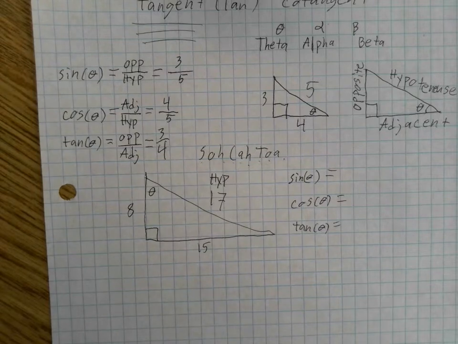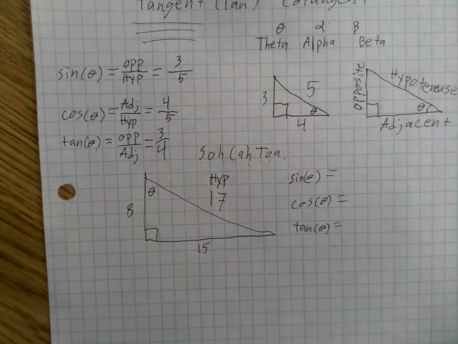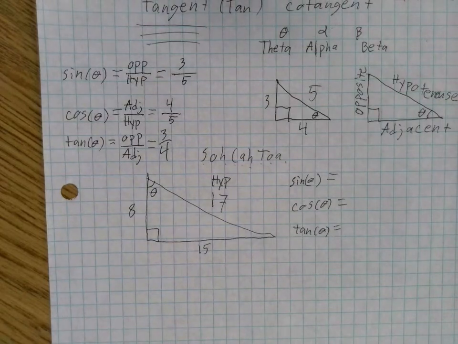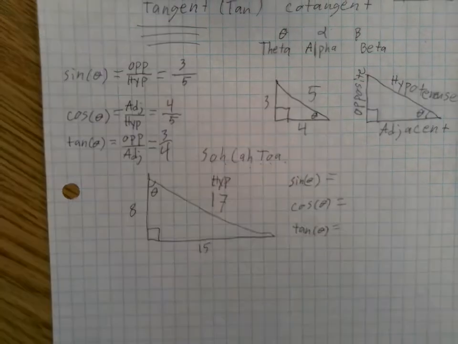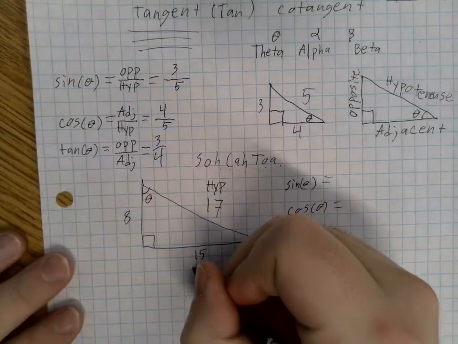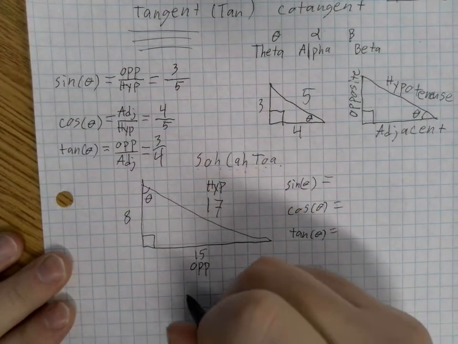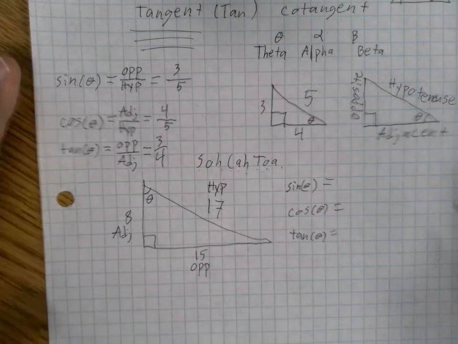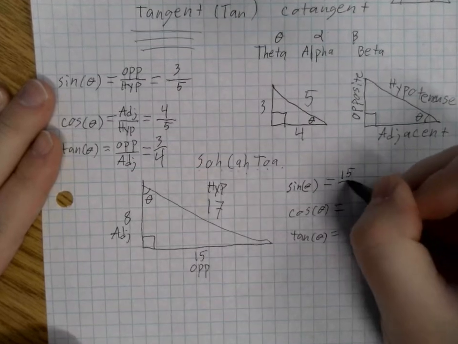Now remember, opposite is sometimes the shorter of the two remaining sides, sometimes the longer. In all honesty, it doesn't matter, as long as you know which side is opposite of your theta, which side is not touching the theta, your reference angle. In this case, the 8 is actually touching the reference angle, which means the 15 is not. So this side here is my opposite, which makes this my adjacent. So, in that case, sine of theta is 15 divided by 17.